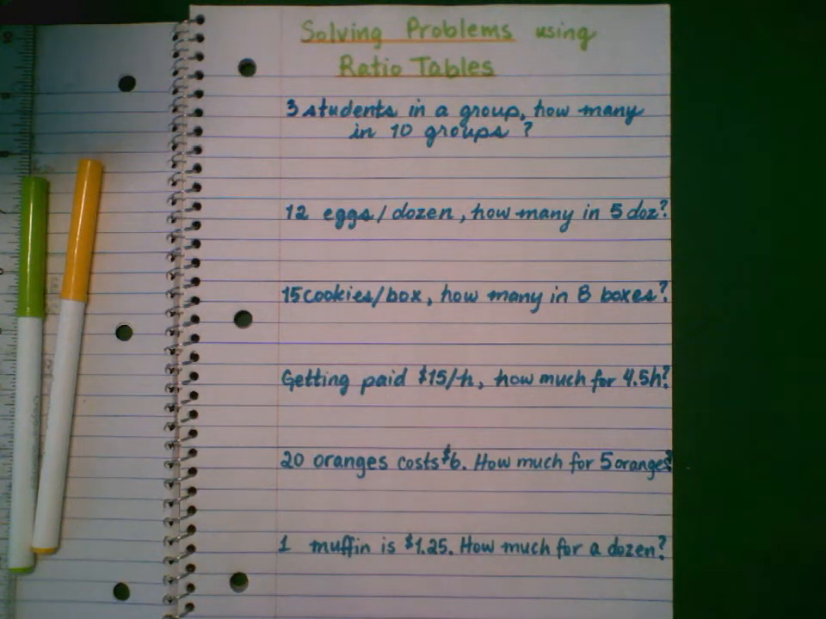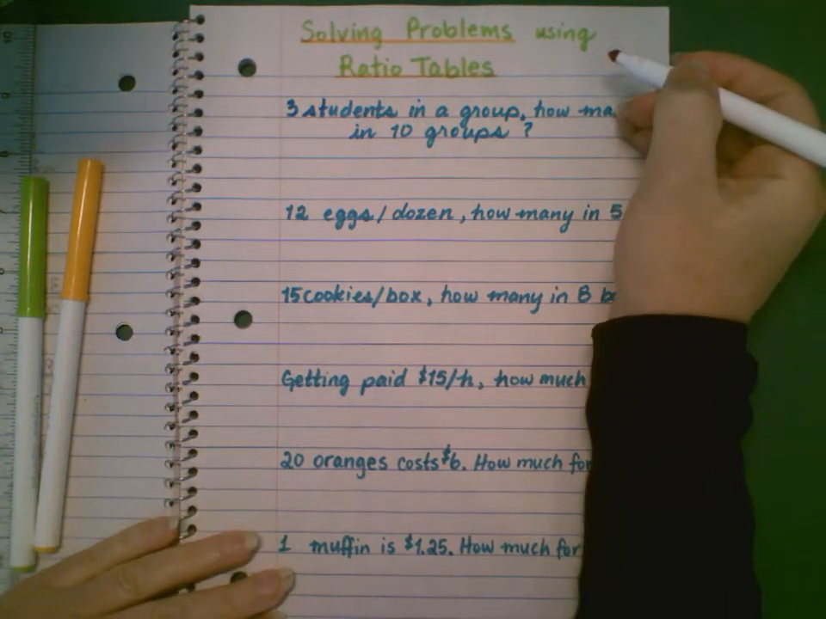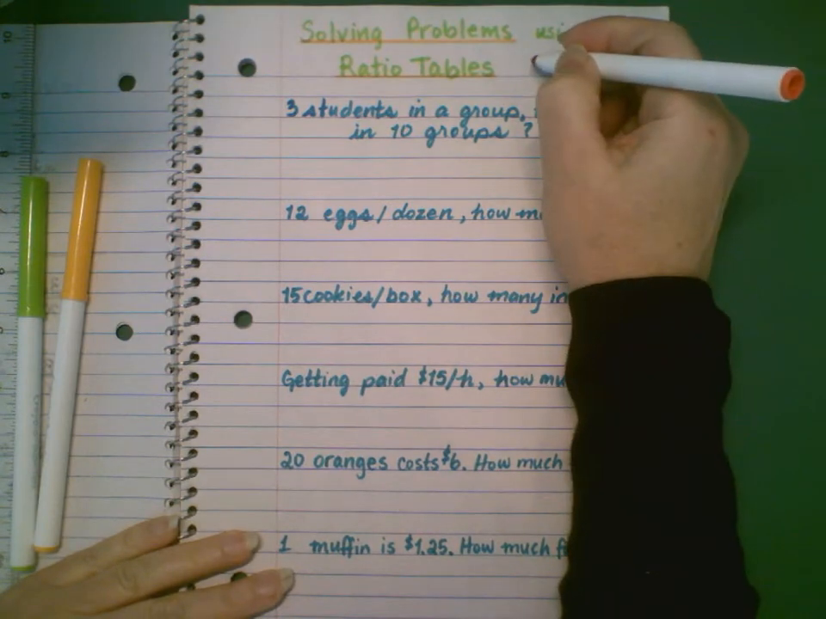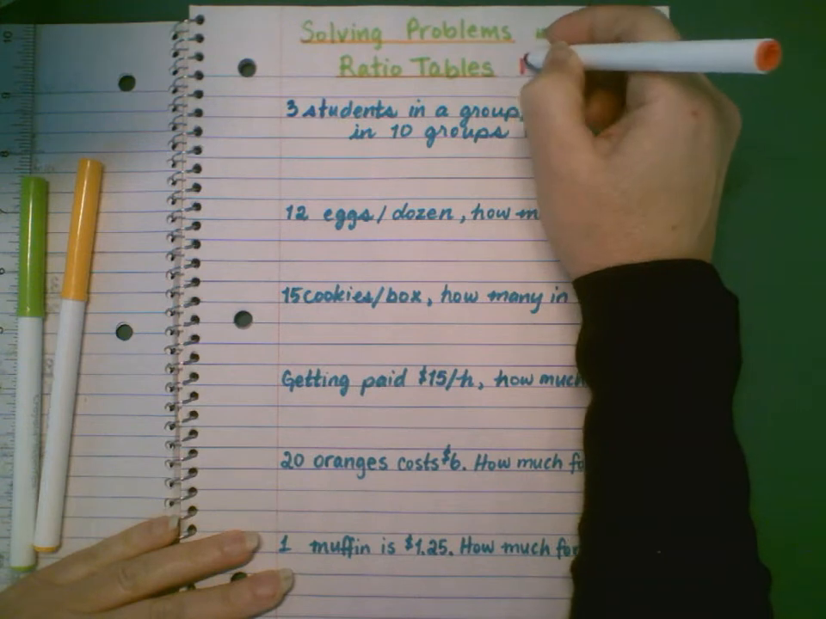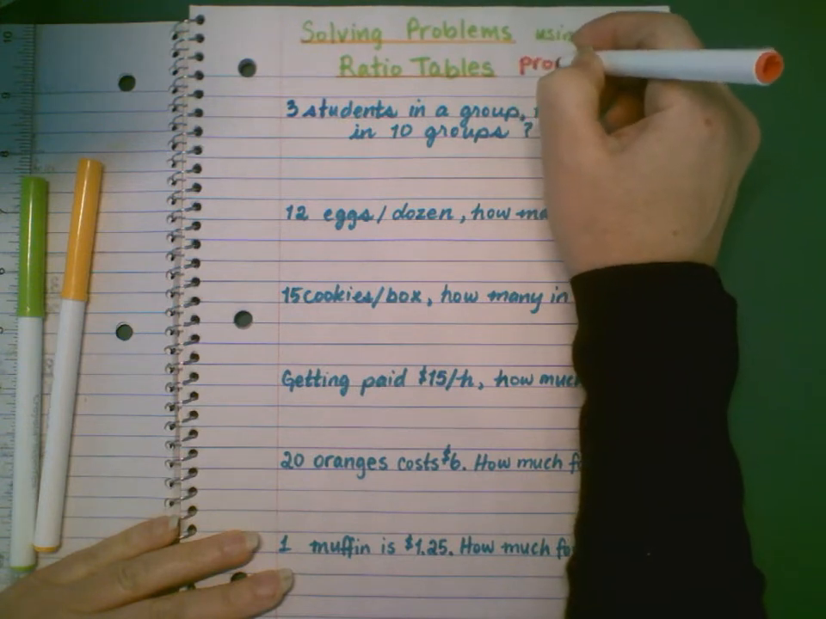Hello, in this video I'm going to show you how to use ratio tables to solve proportion problems. So a ratio table is a tool that is used to solve problems that involve proportional reasoning.